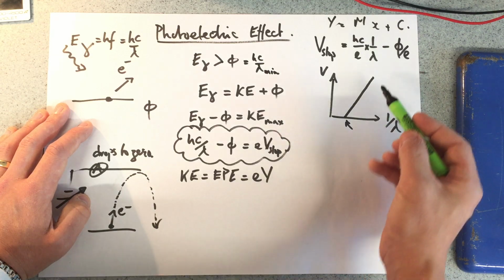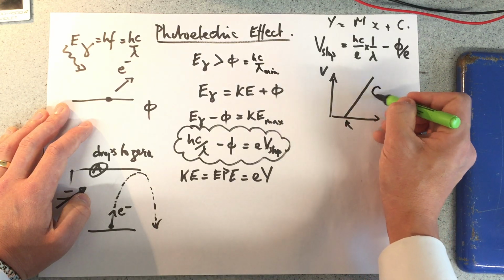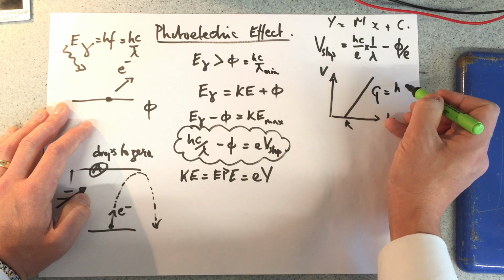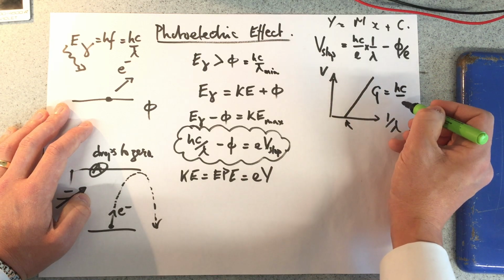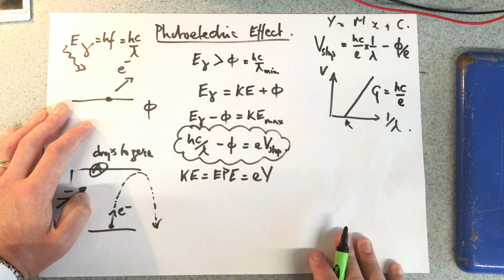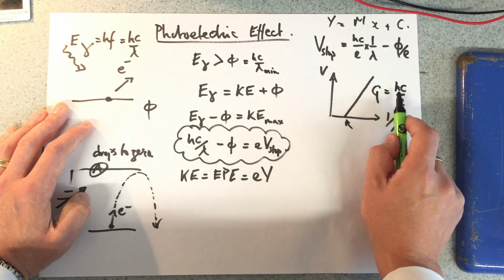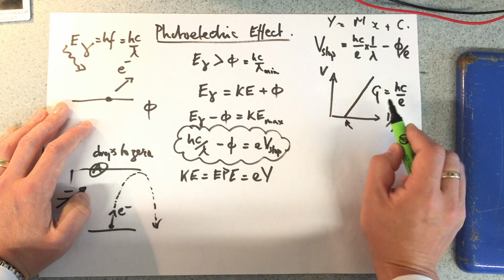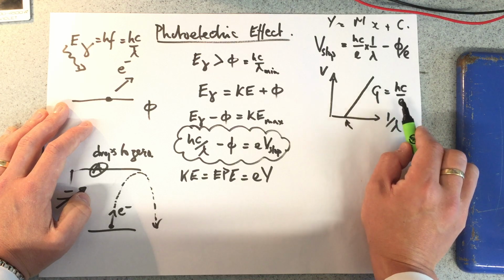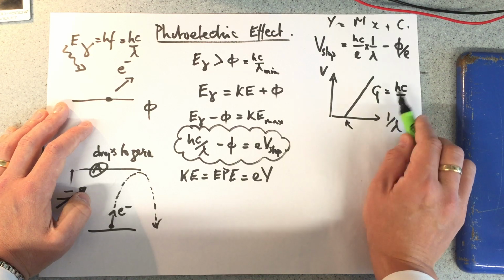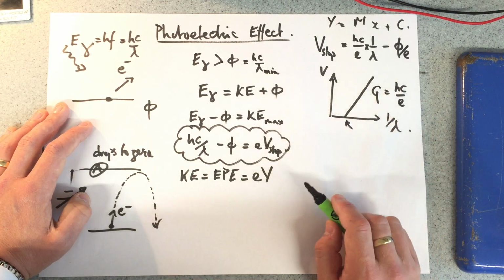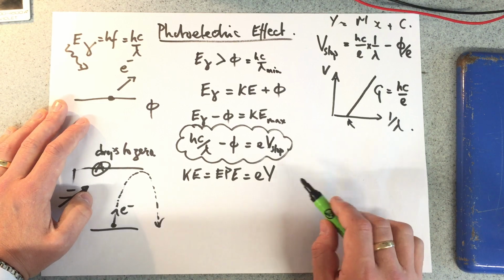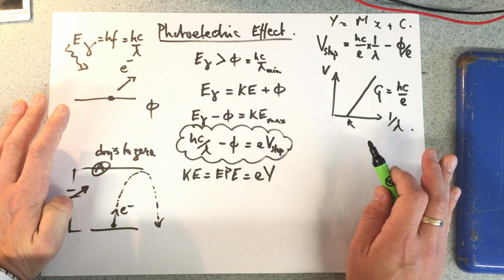And if it is a straight line, of course, the gradient will be hc over E. With small rearrangements, we'll see if I can find out what h is, because I merely multiply the gradient by the charge on the electron divided by the speed of light, and that should give me Planck's constant. Okay, so quite a lot of theory in that.